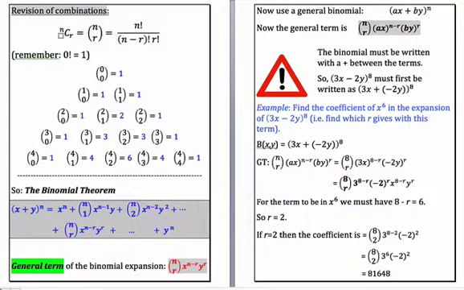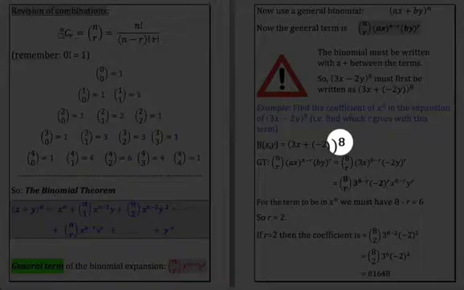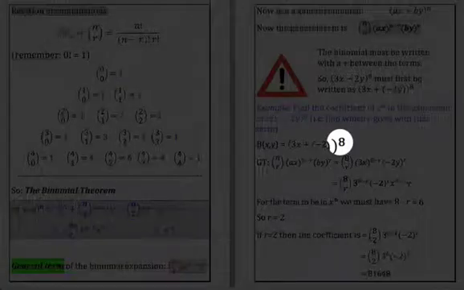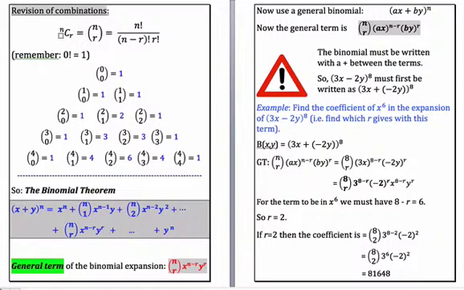Then substitute in everything we know. We know that n is 8. Put that in. So it's going to be 8cr. R, remember, is what we don't know. We're going to solve for that. Then it's the a. Ax is 3x, so we put that in the bracket. 3x all to the power of n minus r, now 8 minus r, times, in brackets, by, that's negative 2y, all to the r.